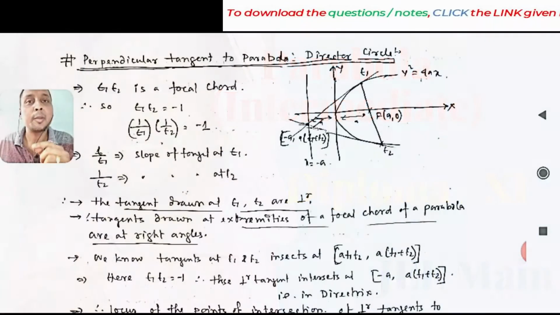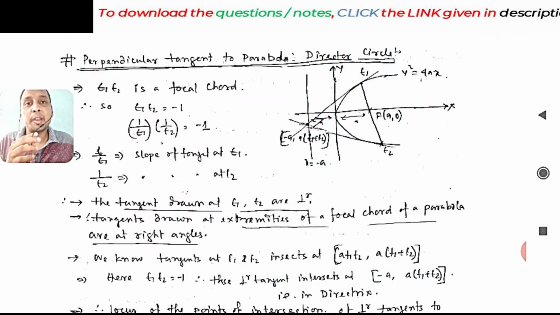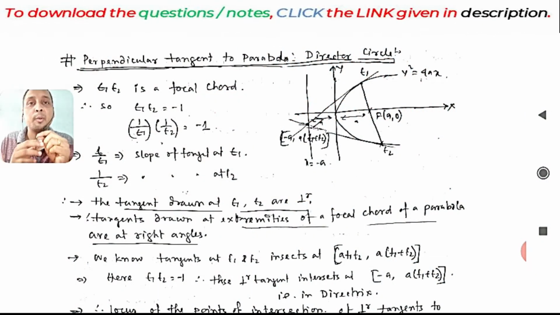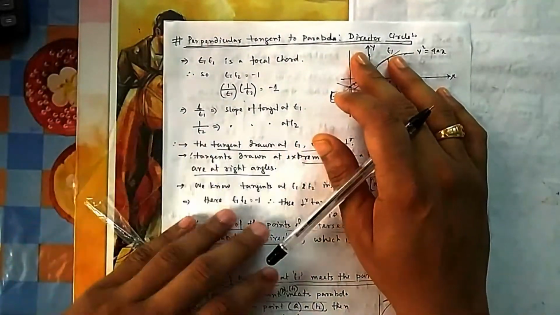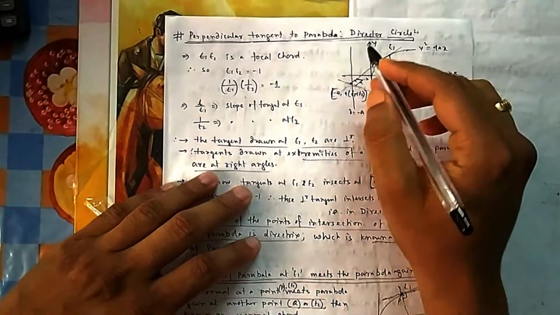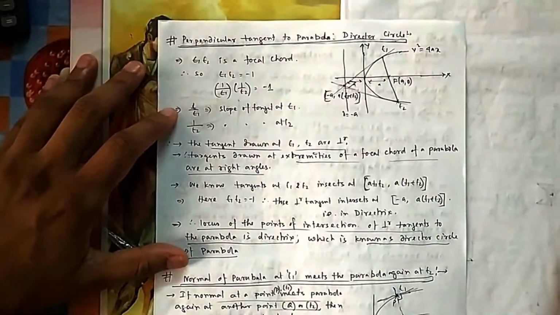Okay students, welcome all to this new lecture in intermediate level where we are building concepts on parabola. Today we will see the concept of perpendicular tangents to a parabola and we will see its director circle. Okay, then let's see this. The topic is perpendicular tangent to a parabola, and that will lead us to a director circle, because we have seen what is director circle.